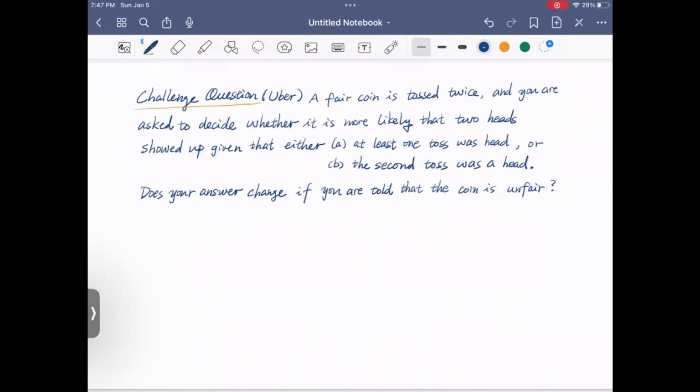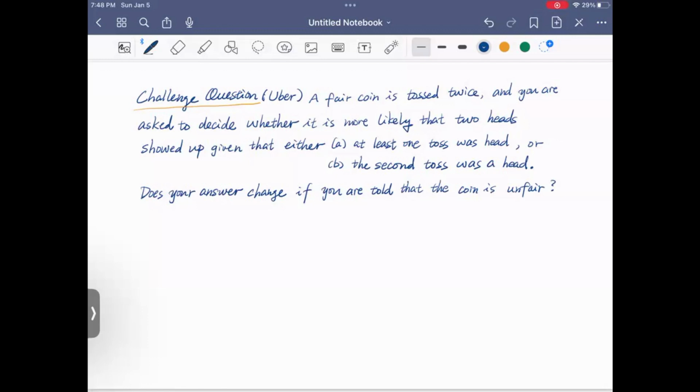Now let's take a look at another question, a challenge question from Uber. A fair coin is tossed twice, and you are asked to decide whether it is more likely that two heads showed up, given that either A, at least one toss was head, or B, the second toss was a head. And lastly, does your answer change if you are told that the coin is unfair? If you want to answer this question by yourself first, you can pause the video and work on it and then resume the video. I'm going to solve the problem with you for now.